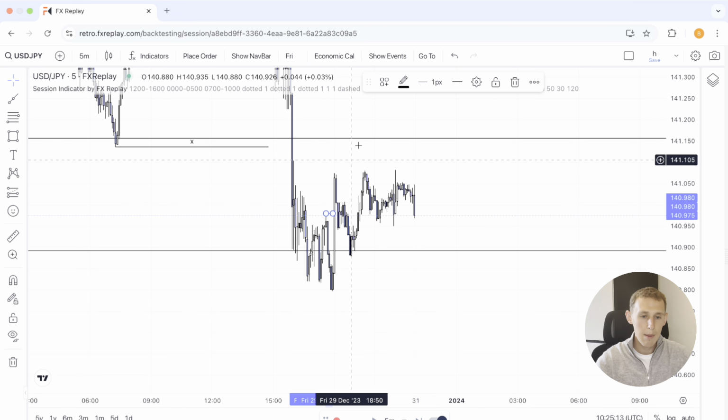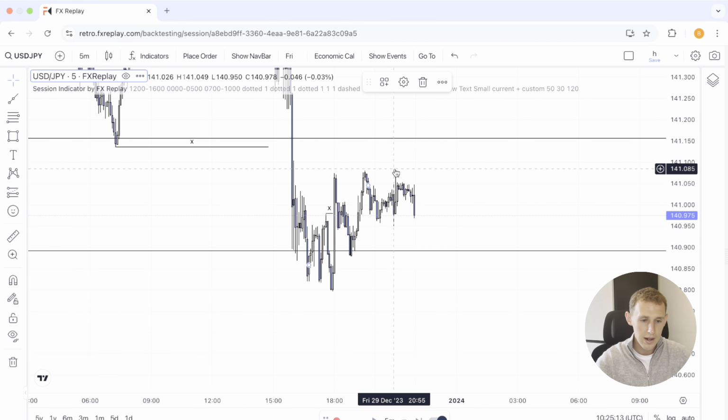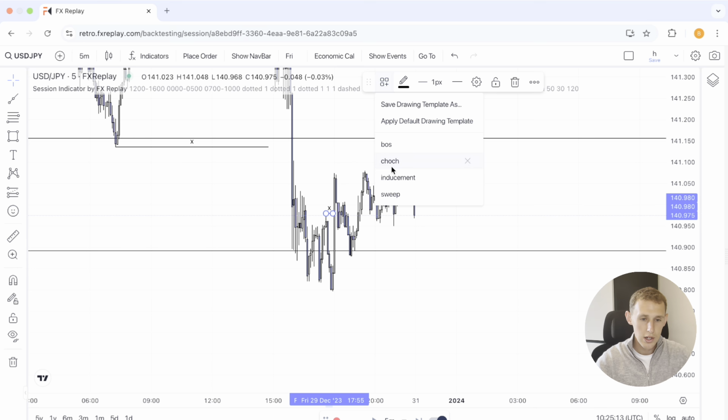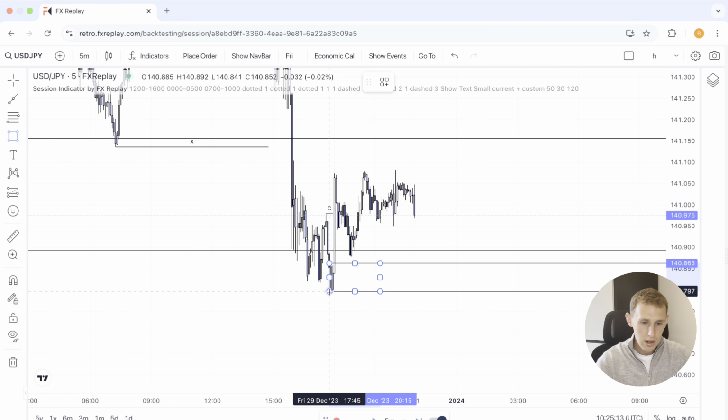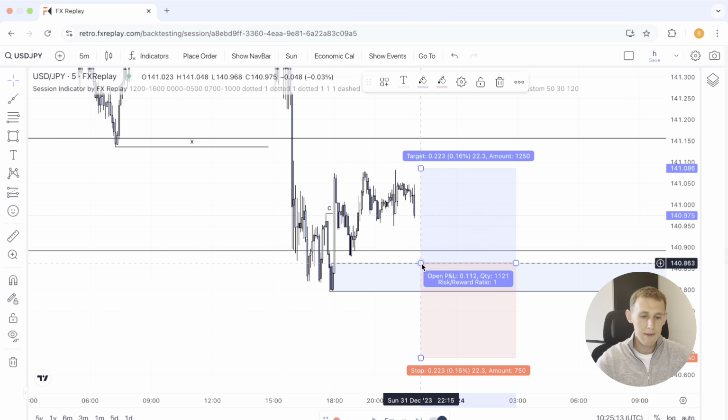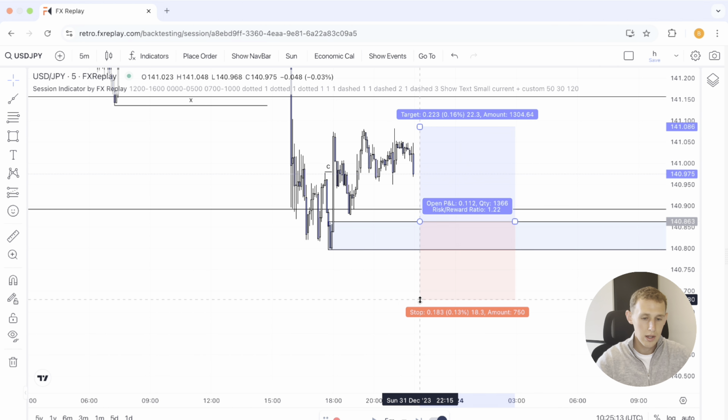So on the M5 here, we can see price did in fact break bullish once it came into this zone. And it has also left behind this sort of area of demand with some previous liquidity resting above it. So this for me would be a perfectly valid setup. So I'm going to set my limit here.